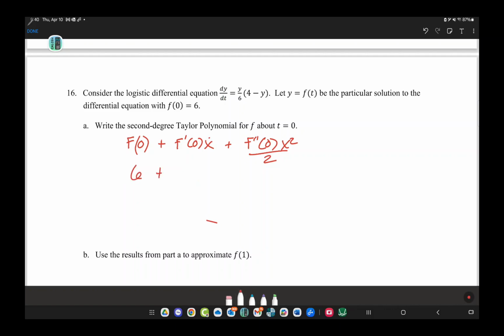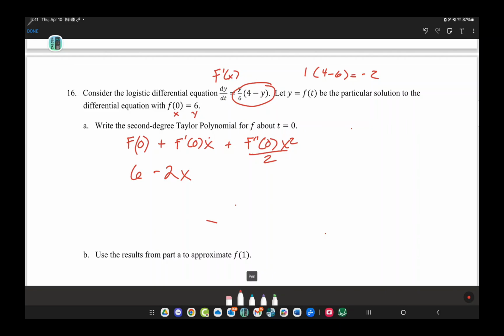How would you find f prime of 0? You have f prime of x. That is f prime of x. So what is f prime of 0? Plug in x and y. Now this doesn't have an x, so you don't have to plug in 0 anywhere. Just plug in 6. 1 times 4 minus 6 gives me negative 2. So this becomes minus 2 times x.